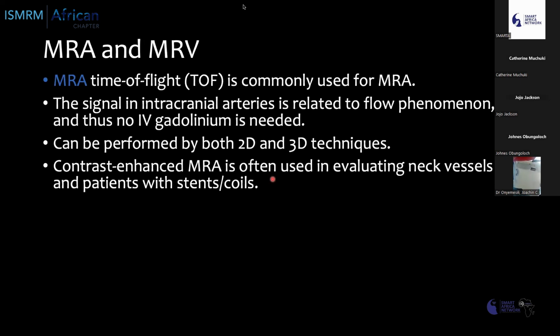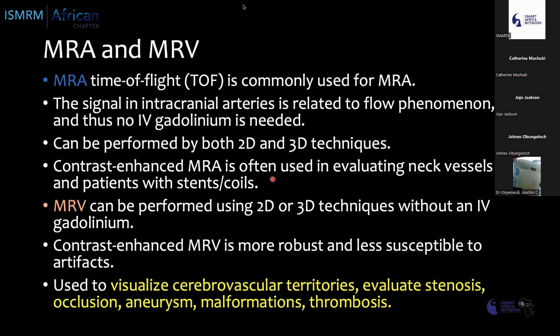It can be performed by both 2D and 3D techniques, and we can also employ contrast on MRA, especially when you're dealing with neck vessels and patients that have stents or coils being placed. It's in the era now that we are using this for the treatment of aneurysms. The MRV also employs both a 2D and 3D technique with the use of time of flight, and you can have a contrast enhanced MRV, which is less susceptible to artifacts.